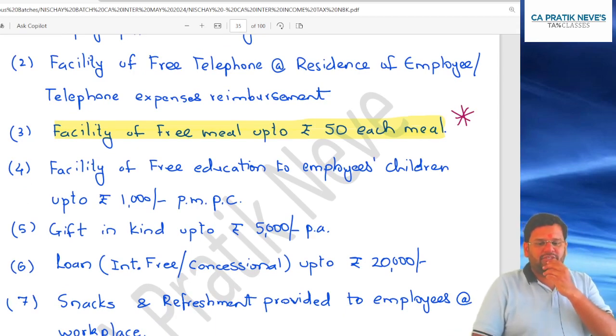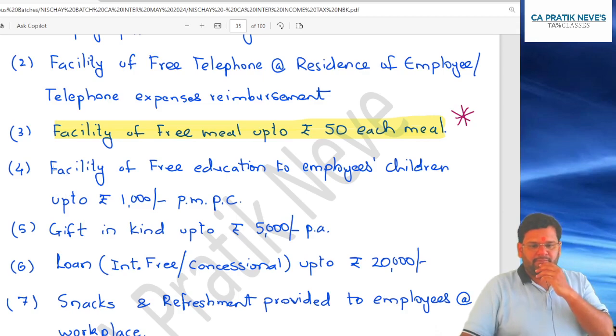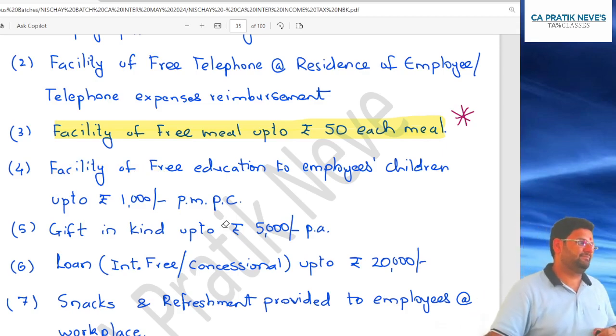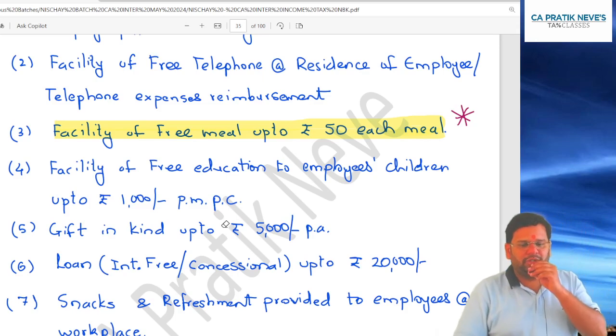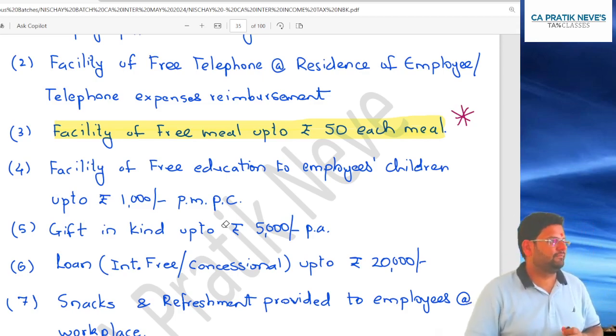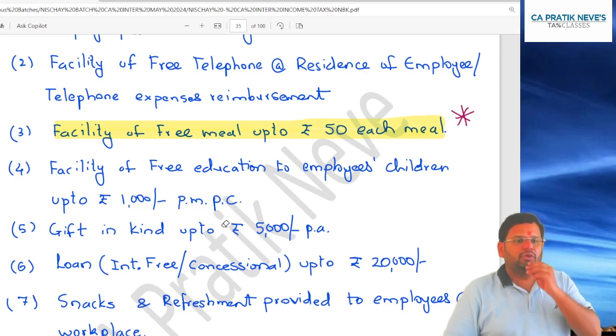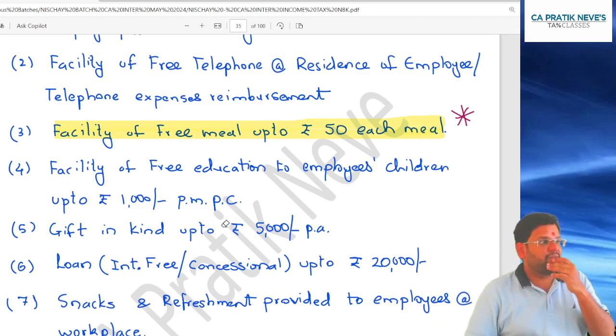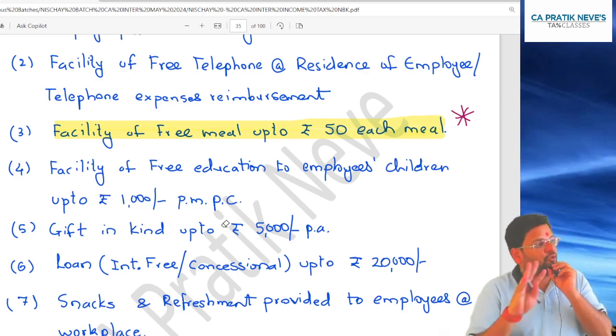Then facility of free education to employees' children up to rupees 1000 per month per child. You are soon going to apply each and every point. Employer is having a school where employees' children are learning. So that is tax free up to rupees 1000. Means cost of such education is 5000 per month, so taxable will be 4000.